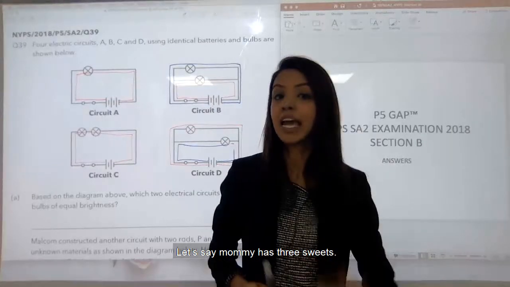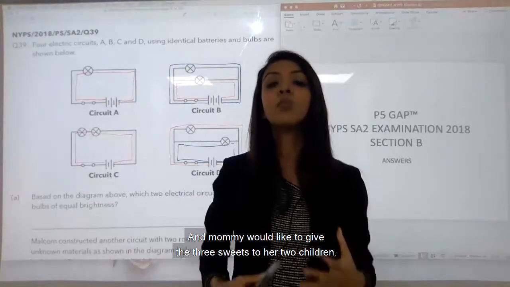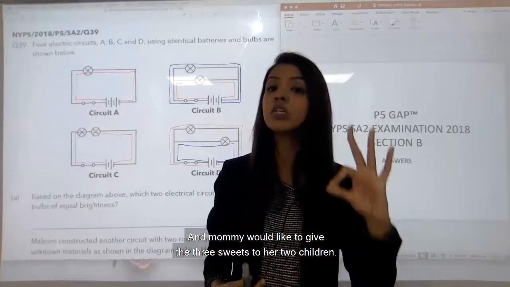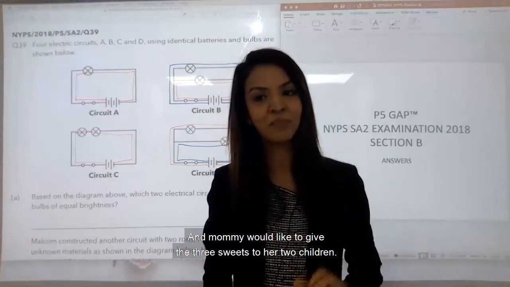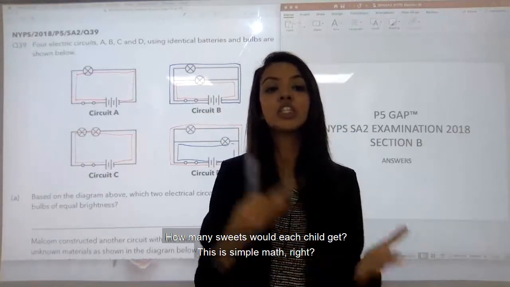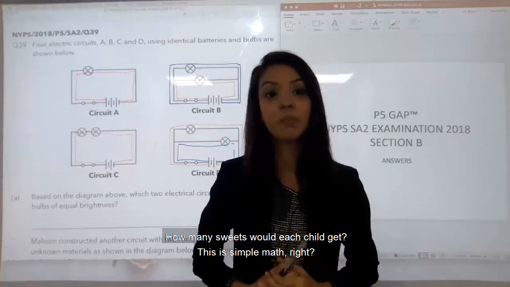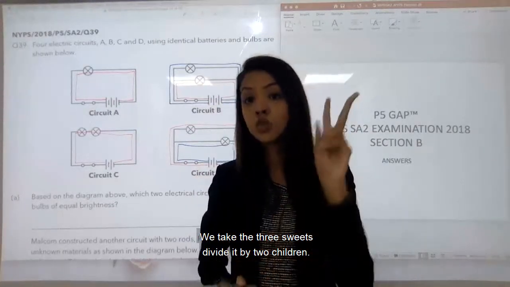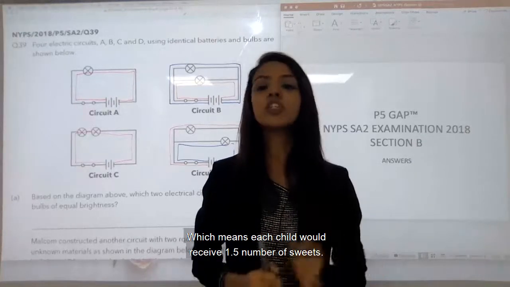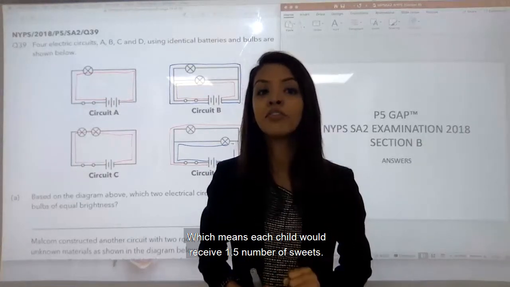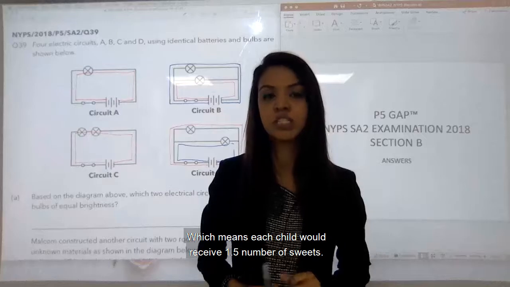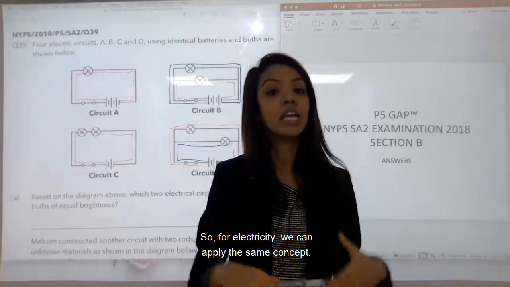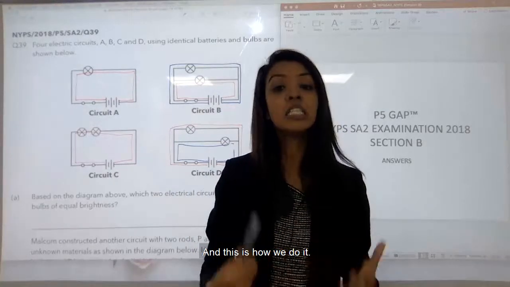Let's say Mummy has 3 sweets and Mummy would like to give the 3 sweets to her 2 children. How many sweets would each child get? This is simple math, right? We take the 3 sweets divided by 2 children, which means each child would receive 1.5 sweets. So for electricity, we can apply the same concept. And this is how we do it.